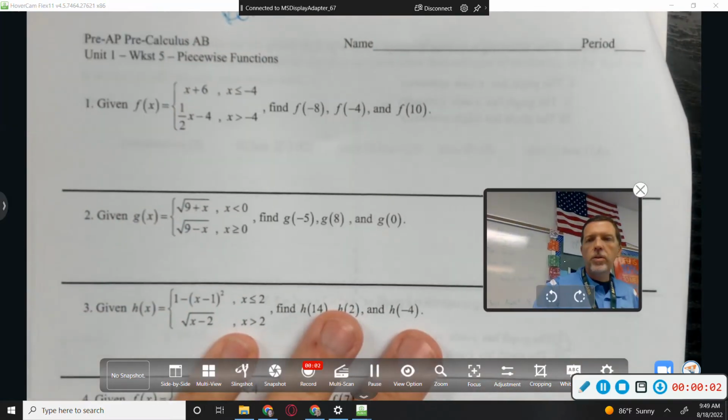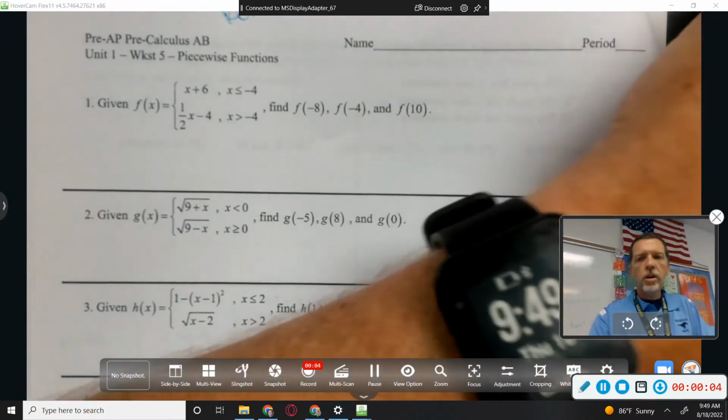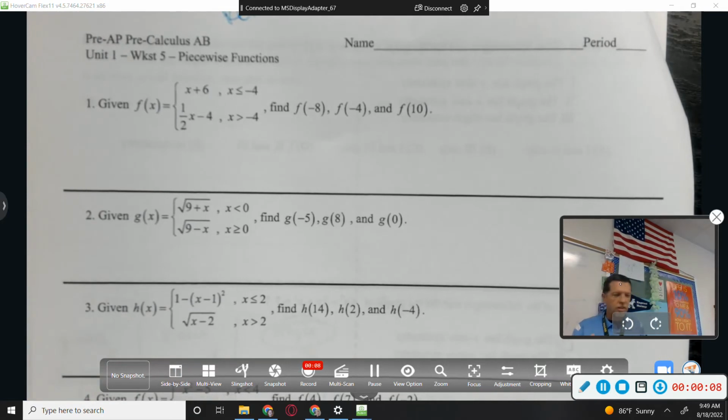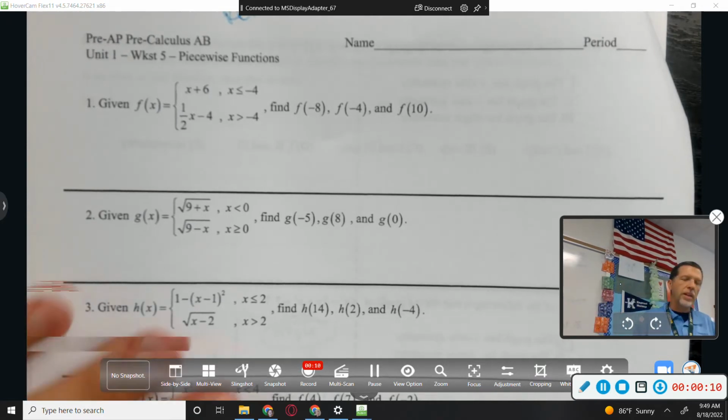All right, so Unit 1, Worksheet 5, or Day 5. The notes is the worksheet. The worksheet is the notes. We'll just work through some of them together.